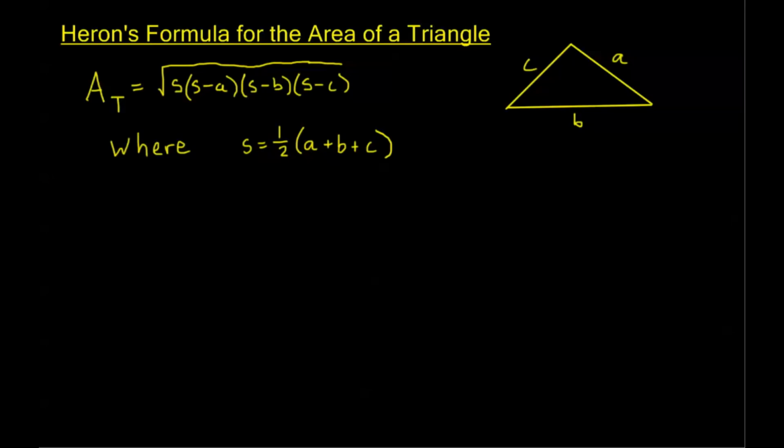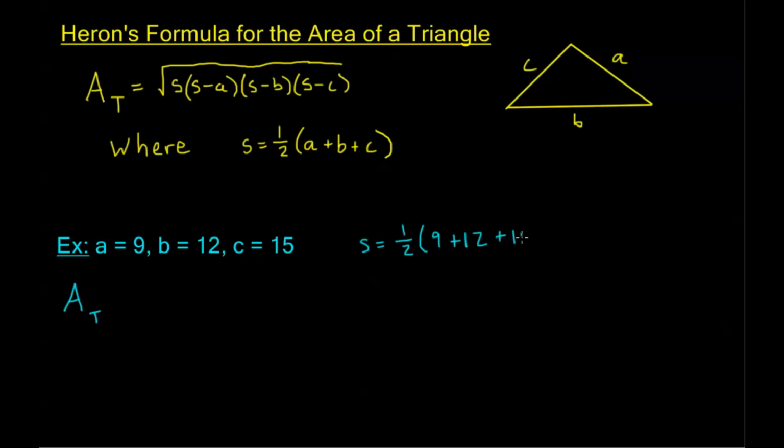Now let's do a quick example. We're not going to focus too much on this in this class, but I did want to introduce it. So example: if A equals 9, B equals 12, and C equals 15 in a triangle like this above, then to find the area, first we want to find S. S is going to be 1/2 A plus B plus C, so that's 1/2 of 9 plus 12 plus 15. If we add all those together, we get 36, so half of that is 18. So first we find our S. Our S in this problem is 18.